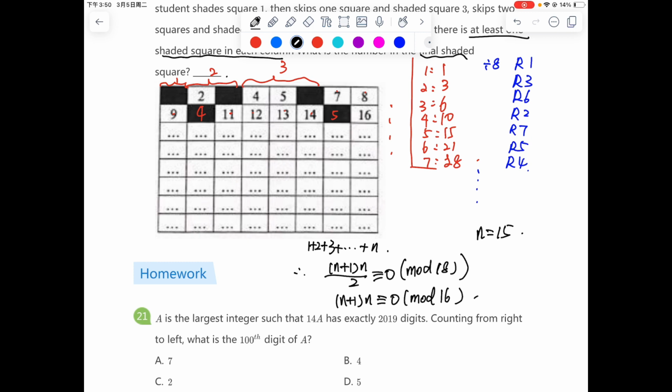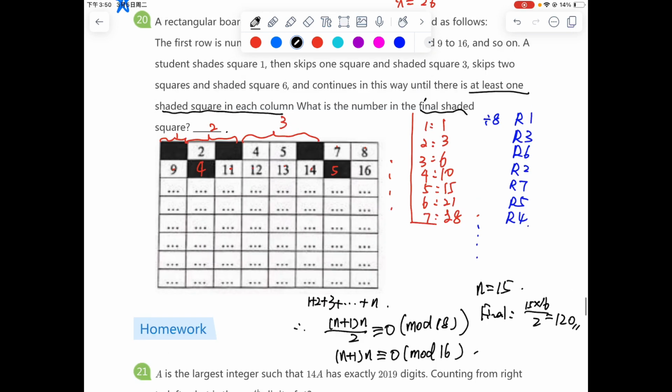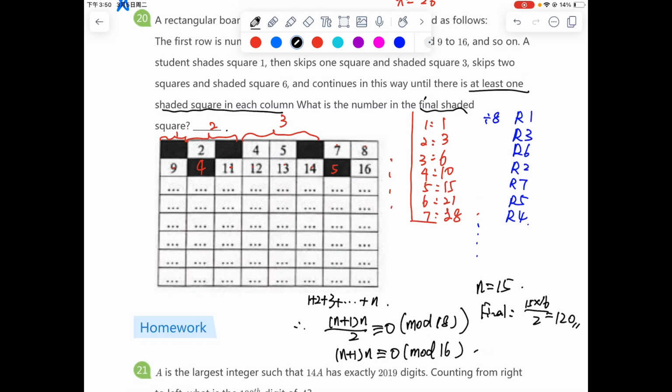It's the smallest one. So the final answer should be 15 times 16 divided by 2 equals 120. So this one is pretty hard. It combines the number table and the remainder problem.